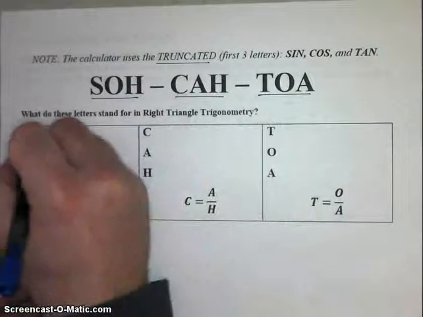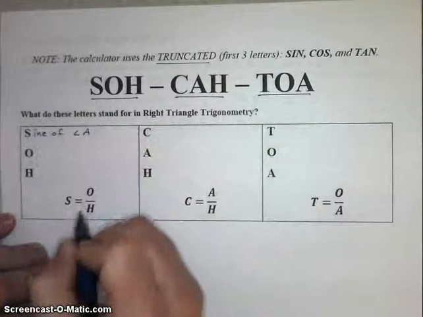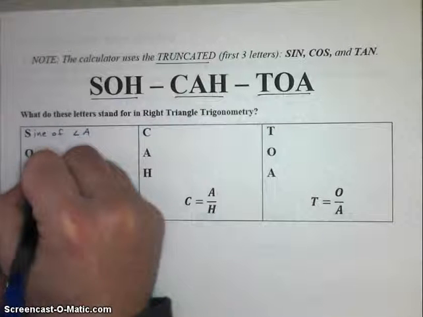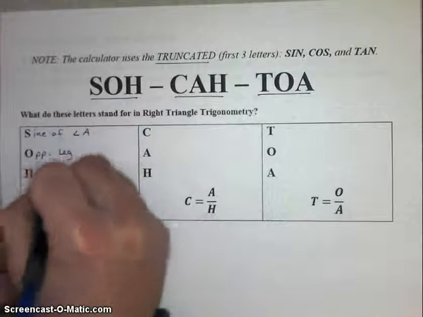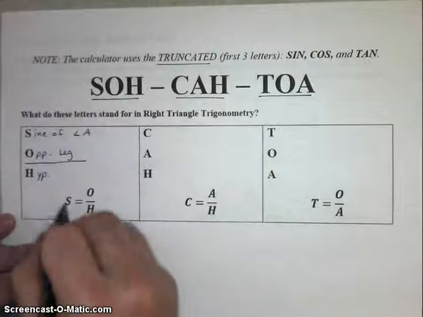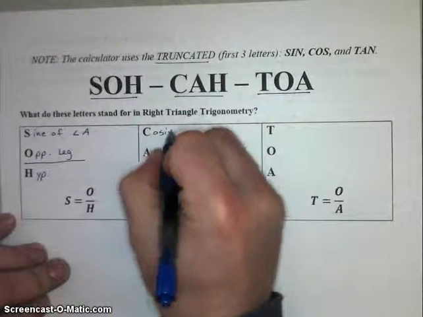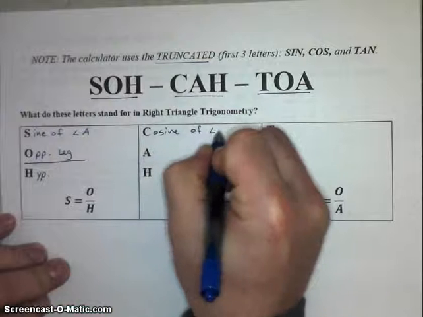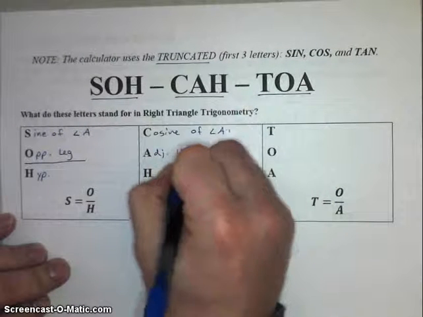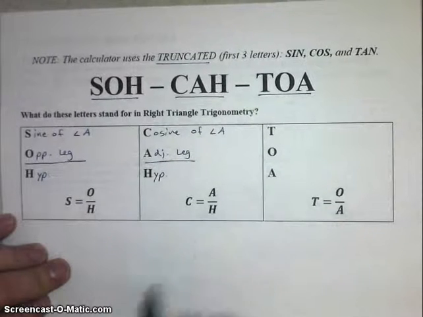The sine of angle A is equal to the opposite leg over the hypotenuse. So sine is opposite over hypotenuse. Cosine of angle A is the ratio, the adjacent leg over the hypotenuse. So cosine is adjacent over hypotenuse.